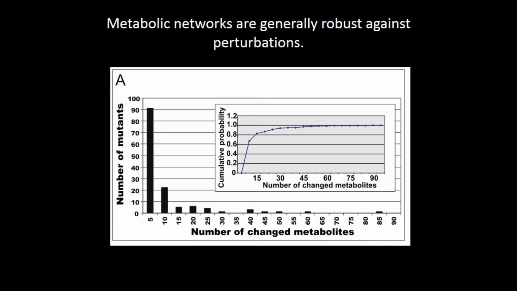First, we found that these metabolic networks are really robust against perturbations. So most of the mutants we profiled only had less than 15 metabolites that were changed significantly compared to wild type. Over 80% of the mutants actually had less than 10 metabolites that were changed significantly. And this pattern is something we saw when we just looked at the well-characterized genes as well as when we just looked at the predicted enzyme genes.